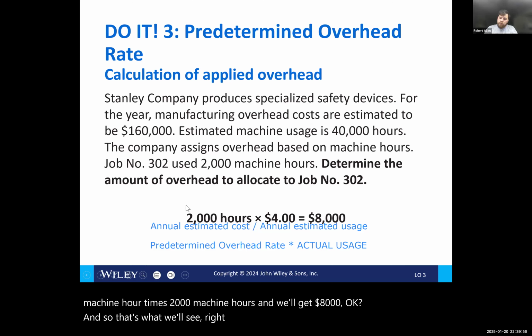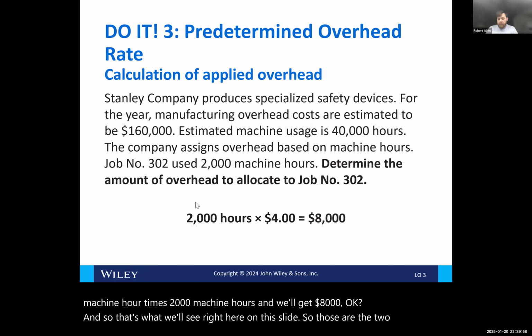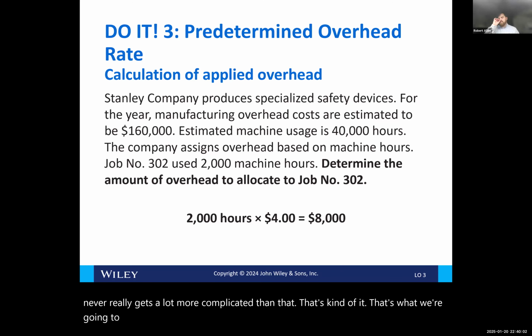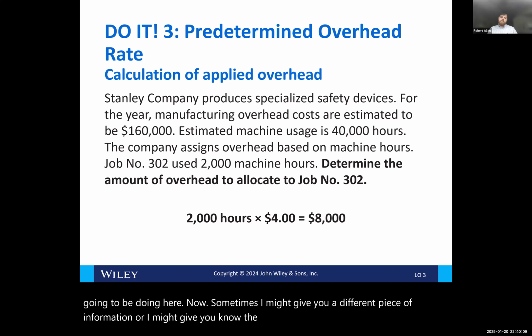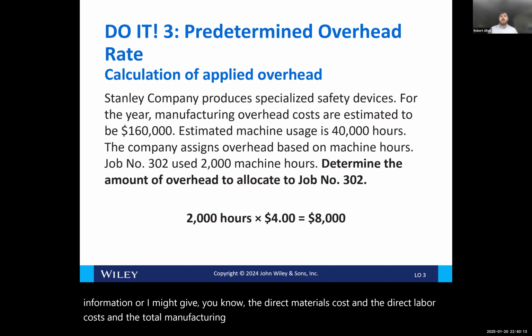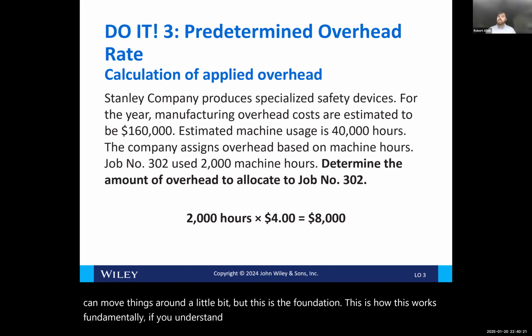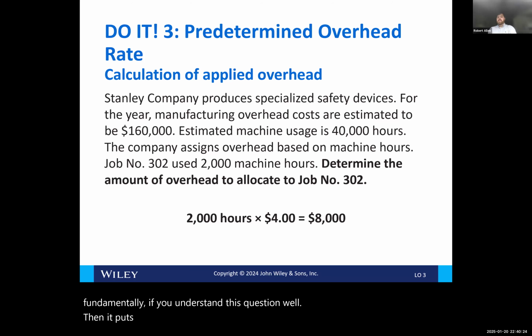So those are the two steps. It never really gets a lot more complicated than that. That's kind of it. That's what we're going to be doing here. Now, sometimes I might give you a different piece of information, or I might give you the direct materials cost and the direct labor cost and the total manufacturing cost and ask you for overhead, or I can move things around a little bit, but this is the foundation. This is how this works fundamentally. If you understand this question well, then it puts you in a really good position to get all of the questions on overhead right for the remainder of the semester.